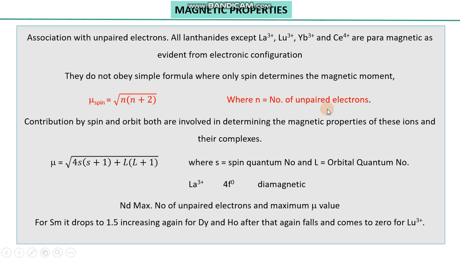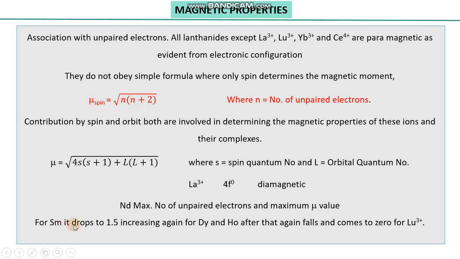So as we discussed, lanthanum +3 is a 4f0 system, and definitely when there are no electrons, the system will show no magnetism and it will be diamagnetic. In the series, neodymium shows maximum magnetic properties with number of unpaired electrons, which is also maximum. So this is the ion with maximum magnetic properties.